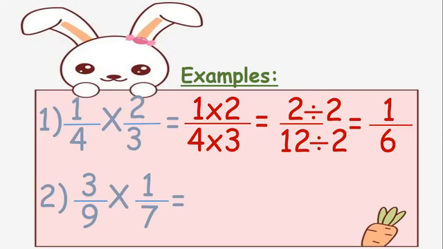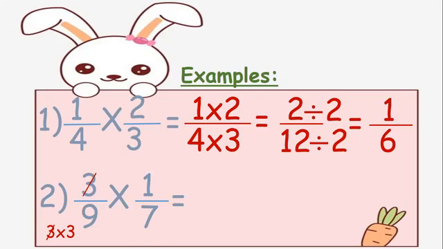So we check if we can simplify the first fraction. We have 3/9, so we can simplify by 3 because 9 is equal to 3 times 3. Then we see if we can simplify the second fraction. We have 1/7. So we cannot simplify because 1 and 7 have no common divisors.